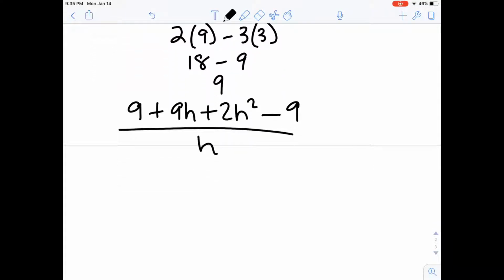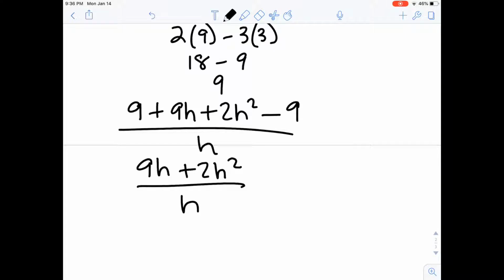Okay, now here's a really good kind of tip. These numbers, the constant numbers, when you subtract these two, they should always match. If they don't, this 9 and this negative 9, if those don't match, then you did some algebra wrong, right? They're always going to cancel each other out. So 9 minus 9 is 0. So what I'm left with is 9h plus 2h squared over h.